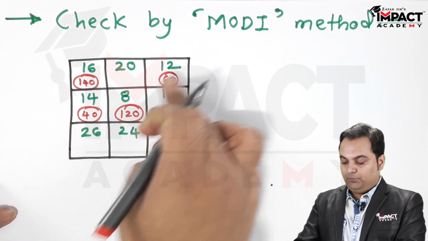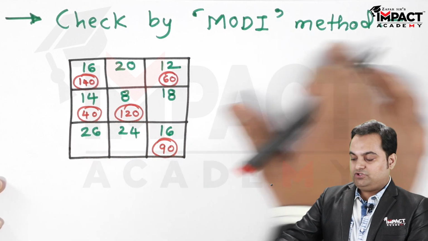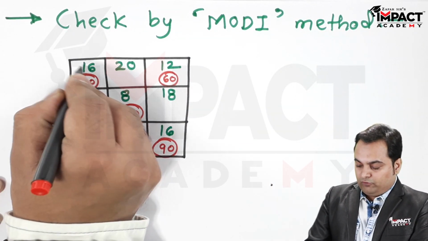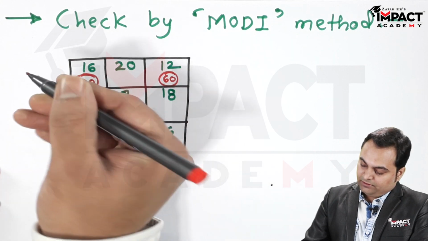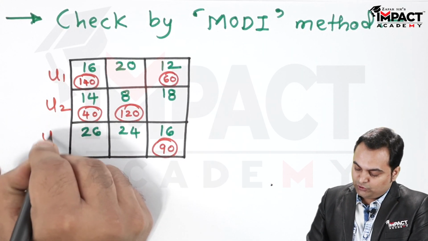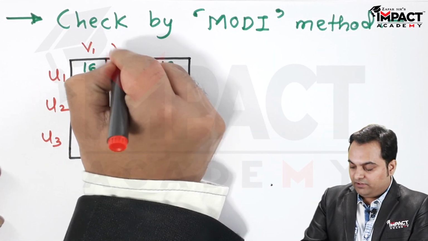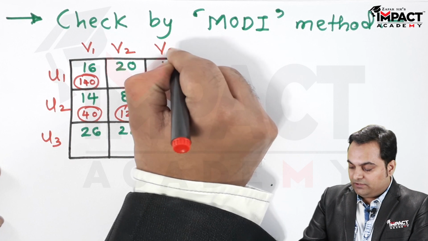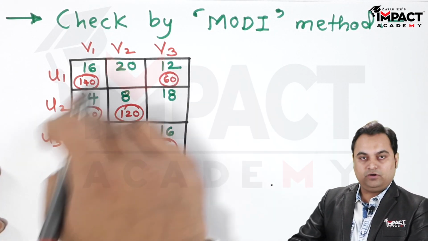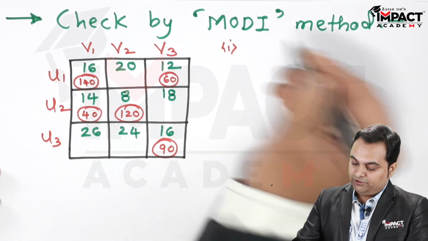Now these are the occupied cells and the remaining are the unoccupied cells. For checking with the MODI method, the first thing is, for the rows I am writing the values as U1, U2 and U3, and for the columns take them as V1, V2 and V3. Now we need to find the values of these variables, starting with the first one. I'll explain it over here.